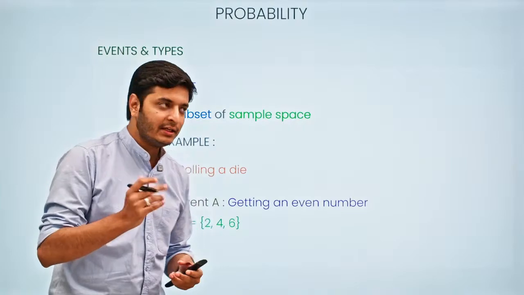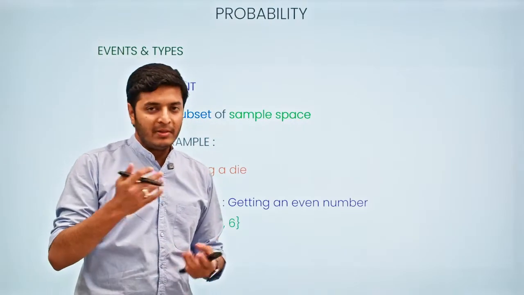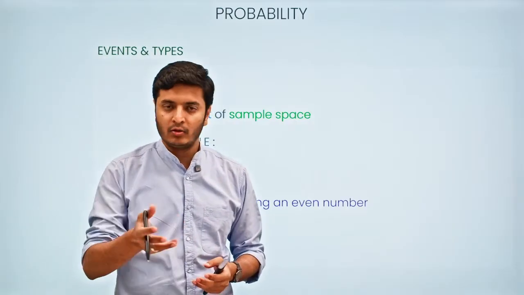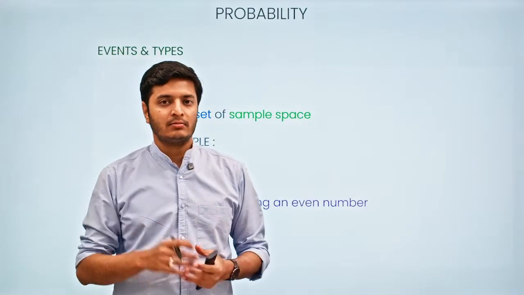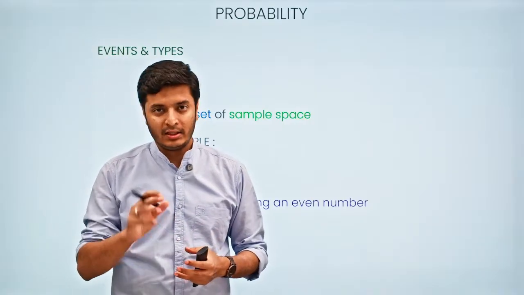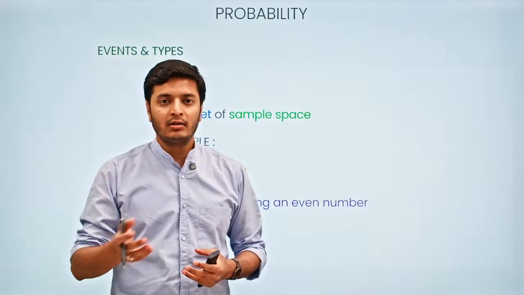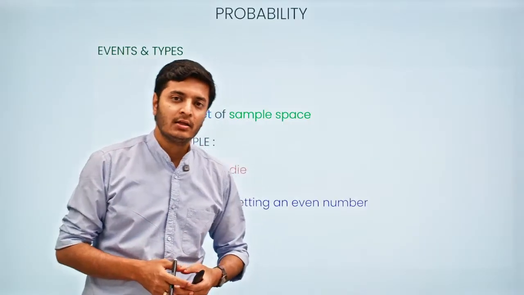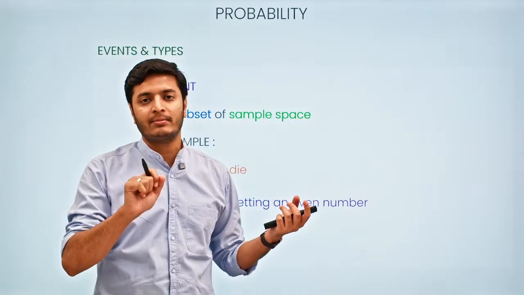Event. What is an event? A subset of the sample space. Maybe I can get 6 outcomes out of a die, correct? Rolling of a die. But suppose I am only rolling a die thrice, then we cannot get all the 6 outcomes in 3 rolls, right? So how many outcomes can we get? 3, because I am only rolling it thrice. So this is known as a subset of a sample space.